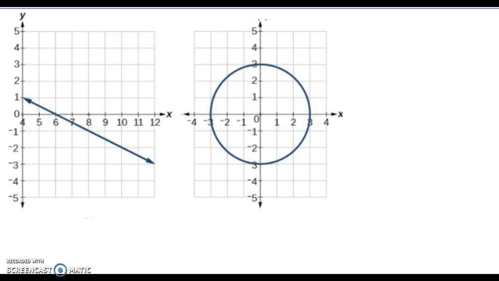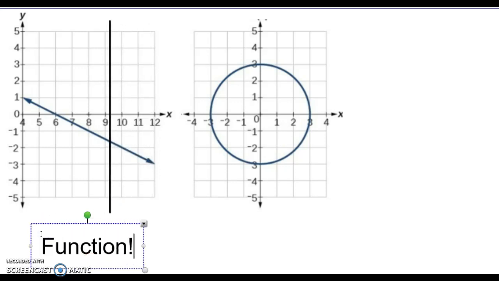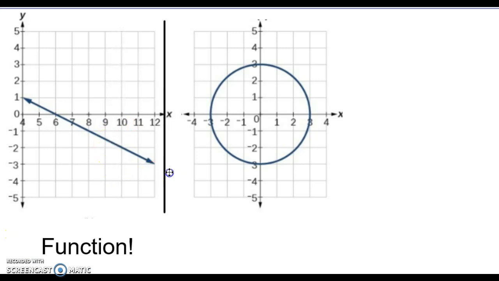Okay, so take a second to look at these two graphs. I want to determine if these are functions. So I'm going to draw a vertical line. So here's my vertical line. And if this vertical line only touches that blue line one time, do you see no matter where I slide it, it only touches the line once? That means this is a function. It's a function because it passes the vertical line test, and that tells me that each input has only one output.